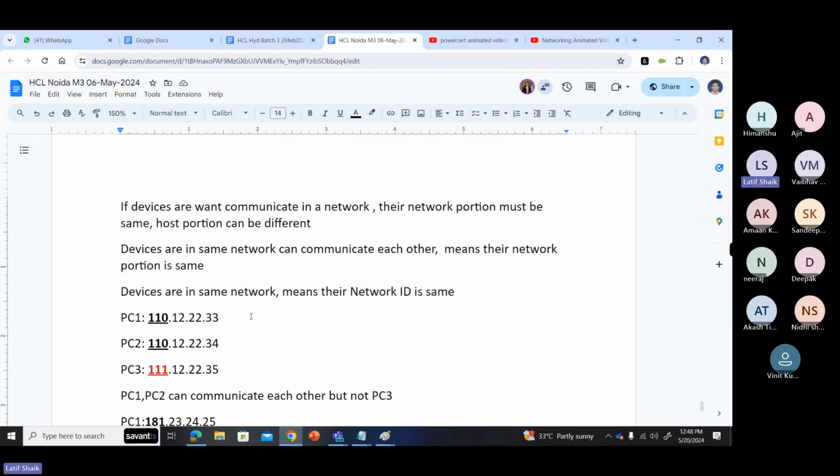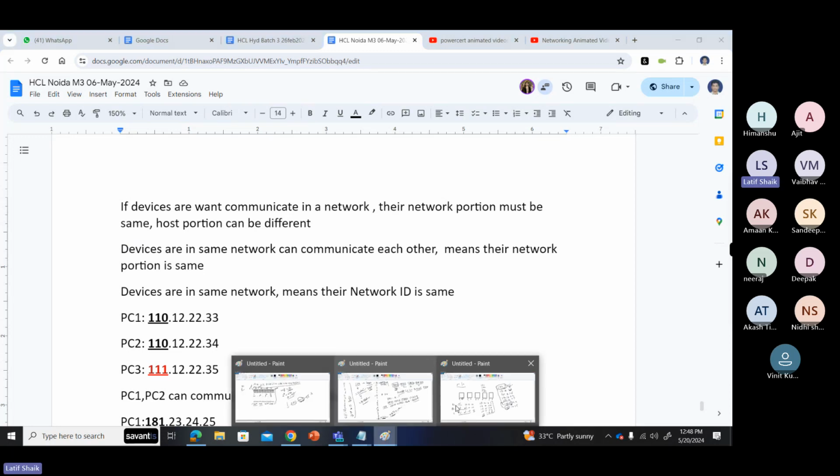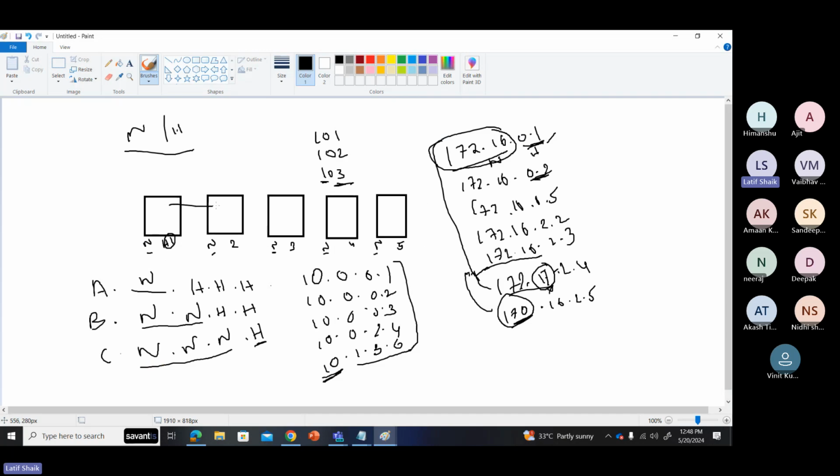These three are important points. Whenever you are in a network, whether a cloud network, a local network, or a WAN, if two devices are communicating directly with each other, their network portion must be the same. Then only will they communicate with each other. Okay.